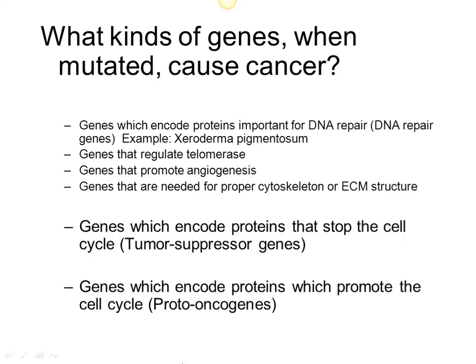the proto-oncogenes. The tumor-suppressor genes encode the proteins which, when they're functioning properly, will stop the cell cycle at appropriate times. The genes which encode proteins which promote the cell cycle appropriately are called the proto-oncogenes. And so mutation of tumor-suppressor genes or proto-oncogenes is where you start to have problems, where you start to lose control of the cell cycle.